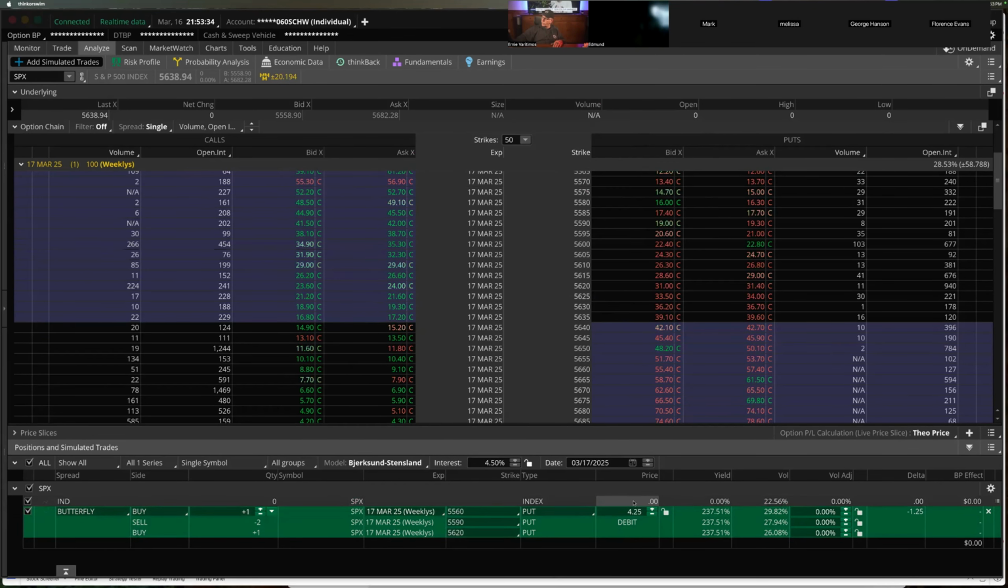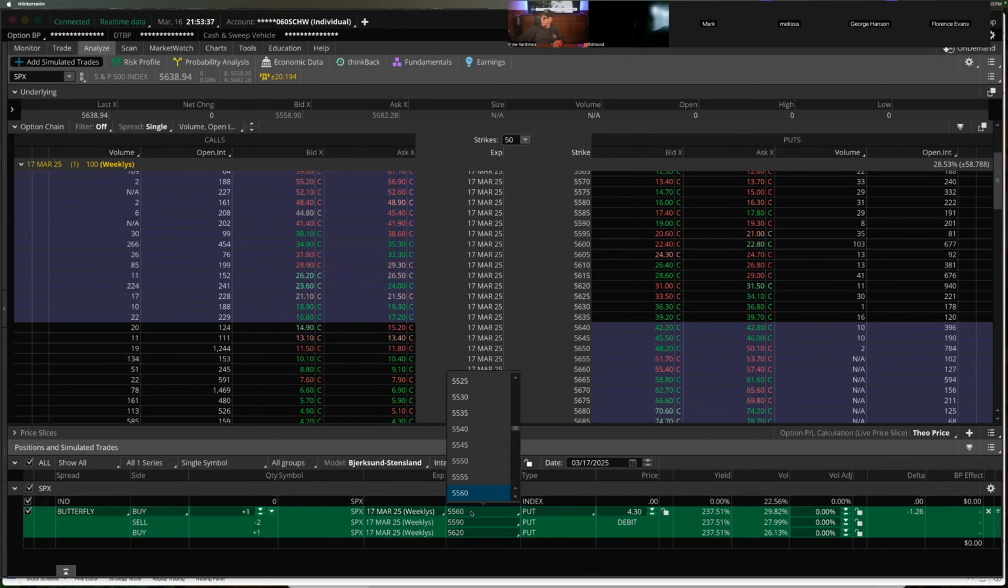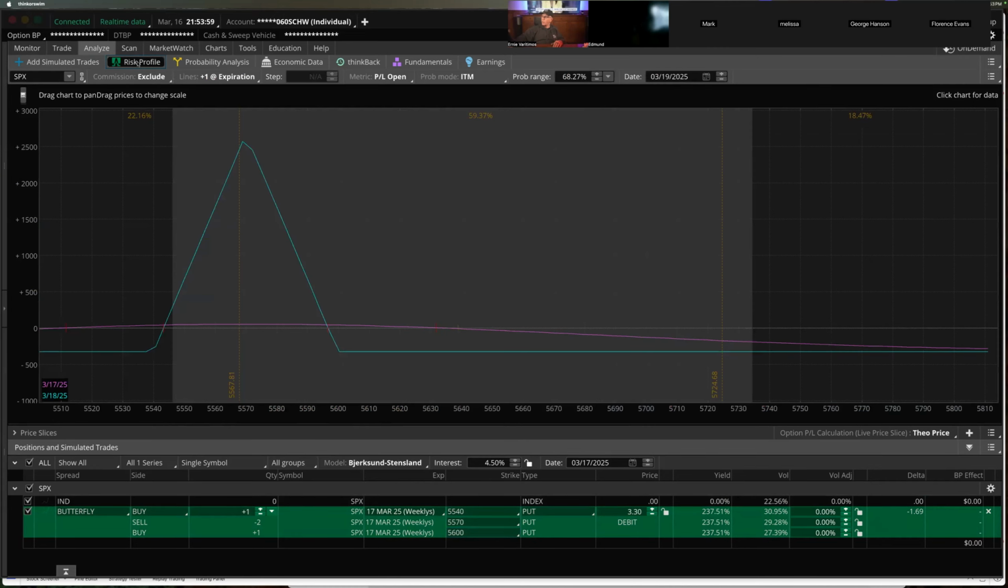Still cost $4.40. Still too expensive. Let's try it again. We'll go 2 more strikes with each one. All right, now it's down to 380. Jeez, I got to push it way out. Let's try 2 more strikes. All right, now we're getting close. $3.35. Let's take a look at what it looks like.